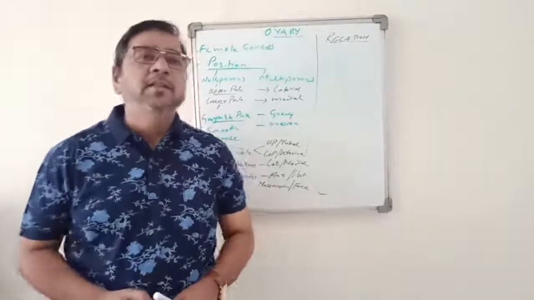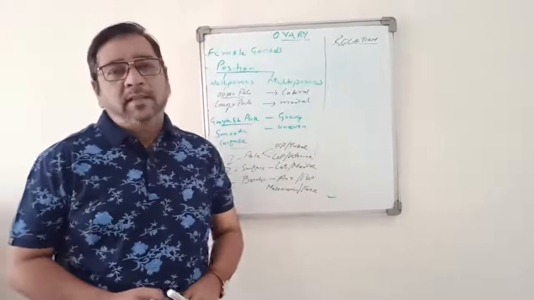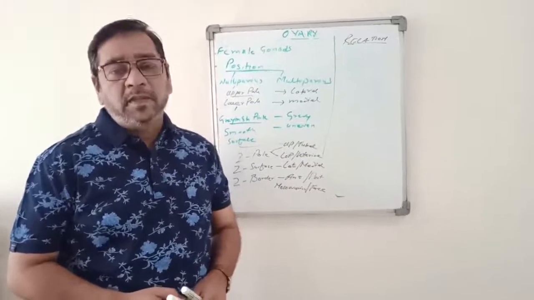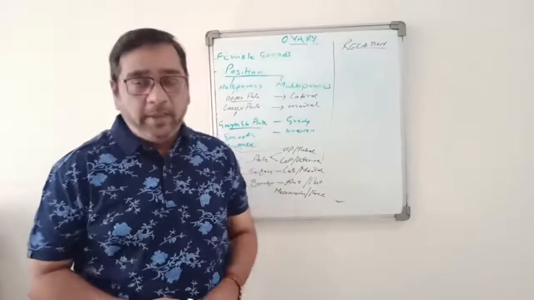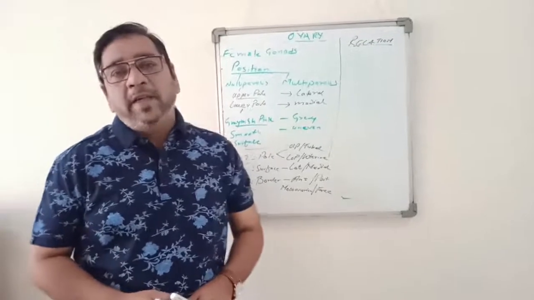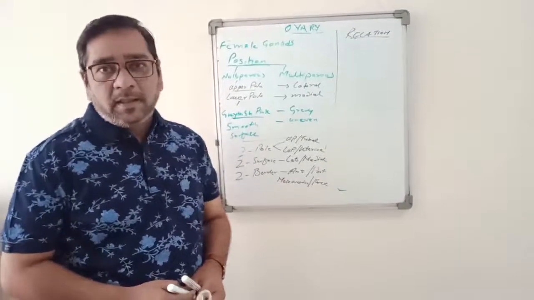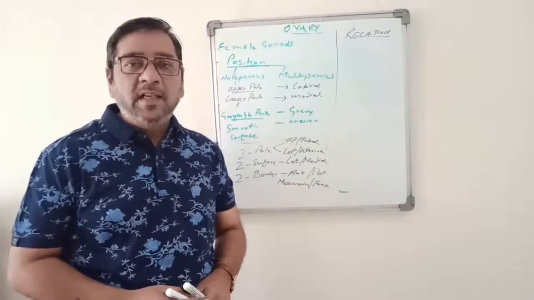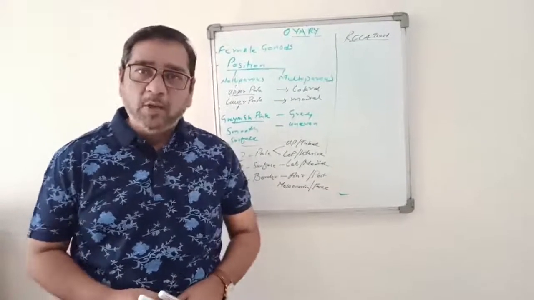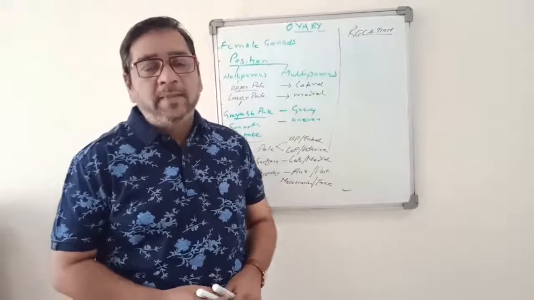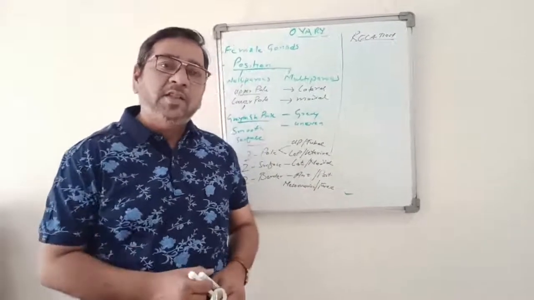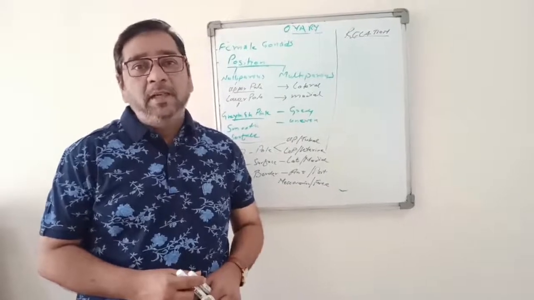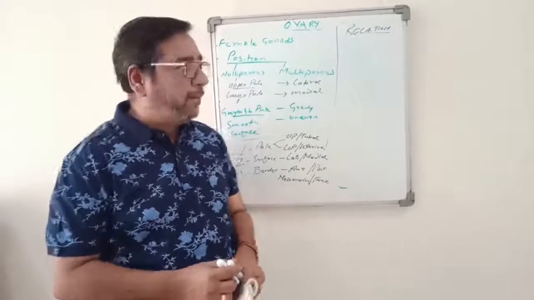Hi students, this is the third part of our female reproductive system in which we will be covering the ovaries. The ovaries are the female gonads, which are two in number. As in the male you have the testes, similarly in females you have the ovaries. These ovaries are situated in the ovarian fossa in the lateral pelvic wall, in the pelvic cavity.